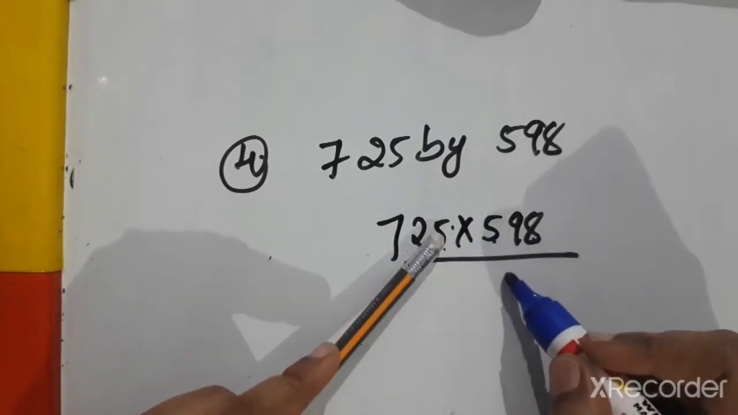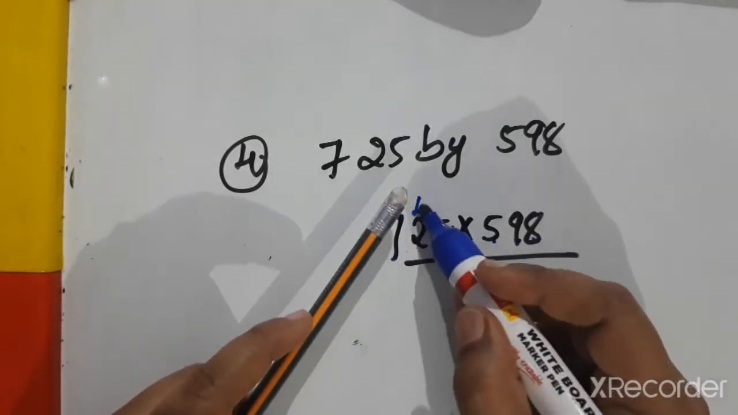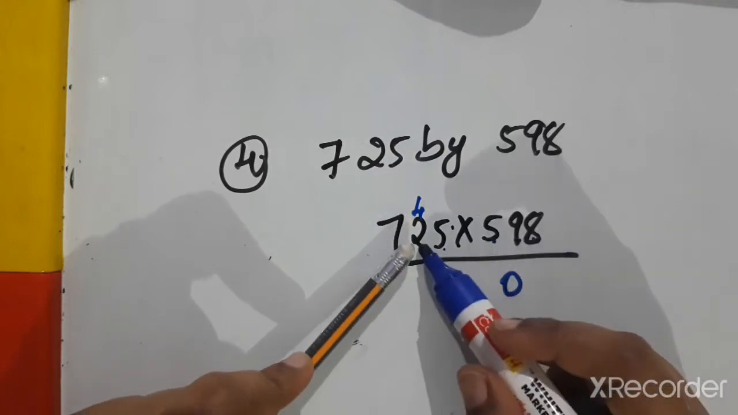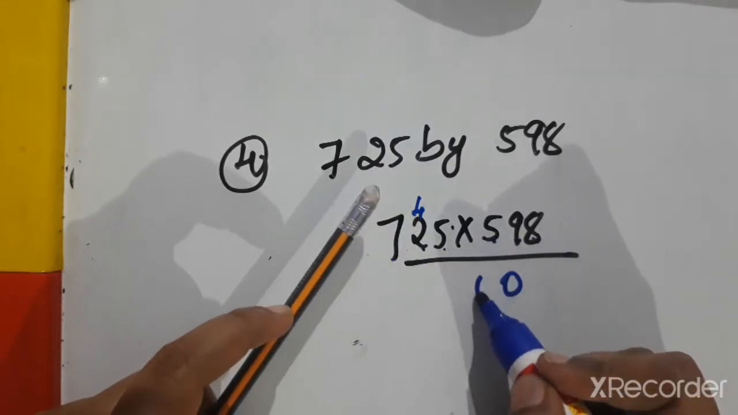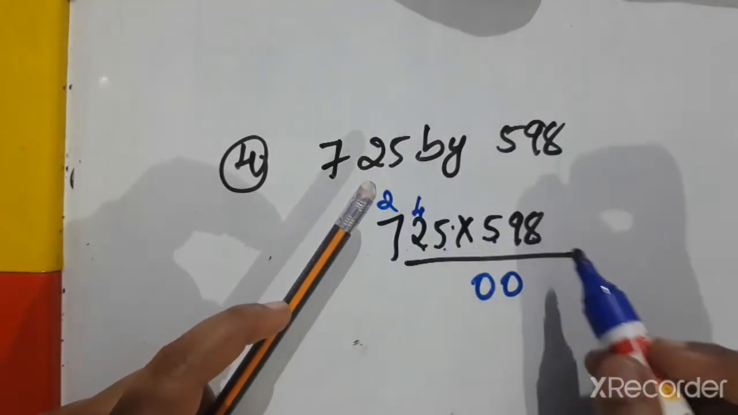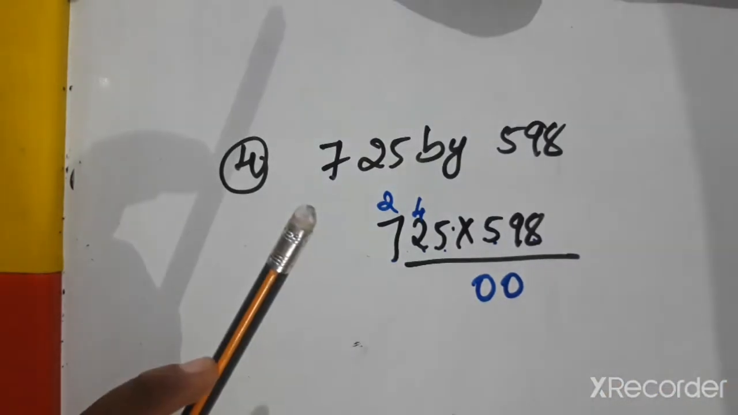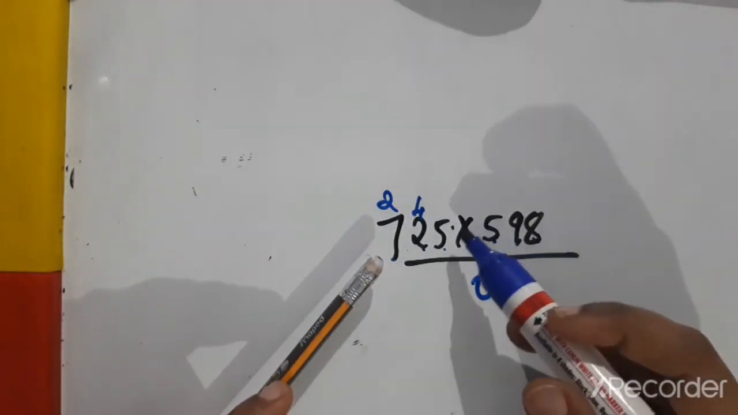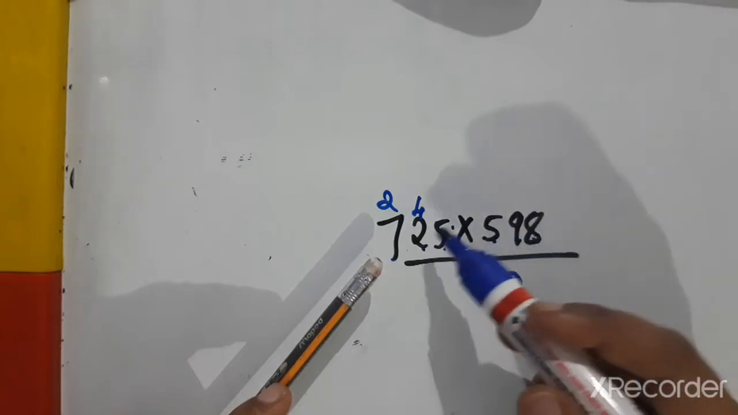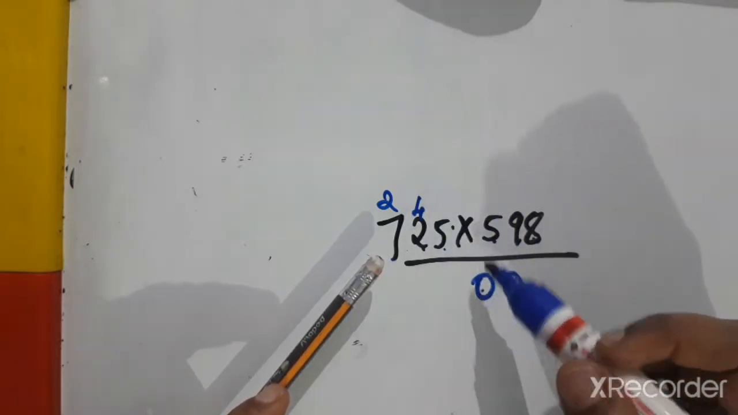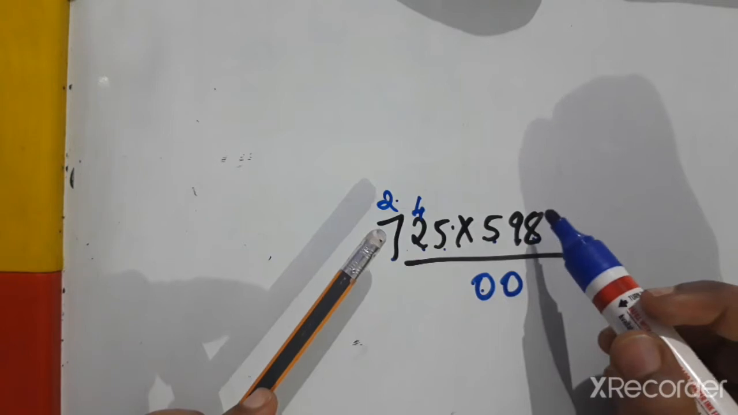8 5s are 40. 40 means 0 here, 4 carry out to next place. 8 2s are 16. 16 plus 4 is 20. 20 means 0. 2 carry out to next place. 8 5s are 40. 8 2s are 16. 16 plus 4 is 20. So 2 carry out to next place.